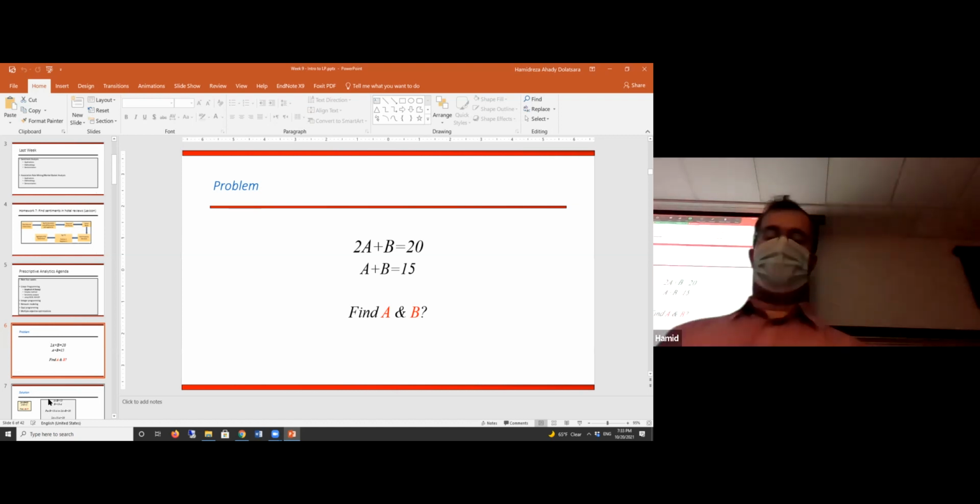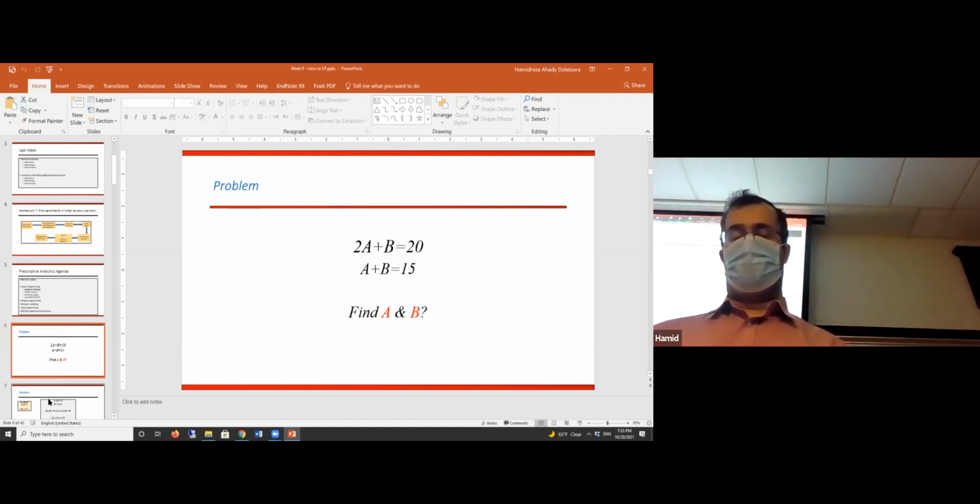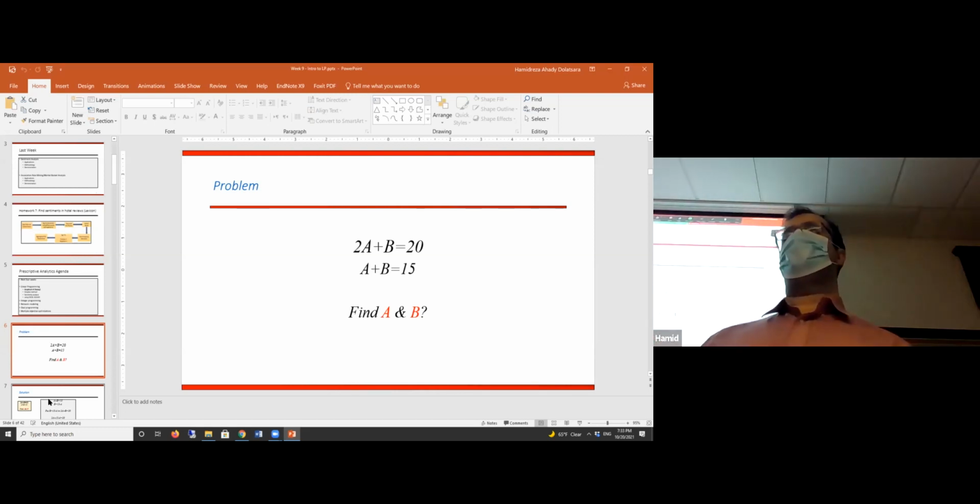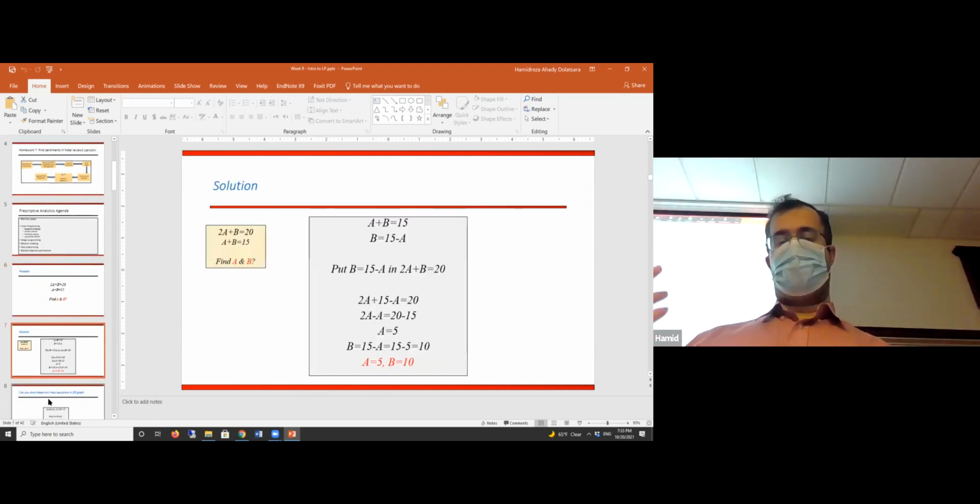Okay, so can anyone answer the solution? Can anyone find A and B? I think it's very straightforward. So no worries, it's a new concept, but it's not very scary. You just find B based on A and then substitute in the next equation, and you can easily find the solution.